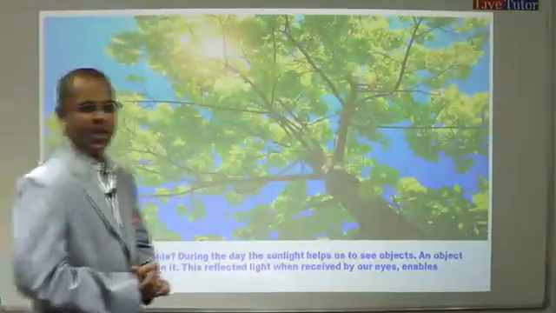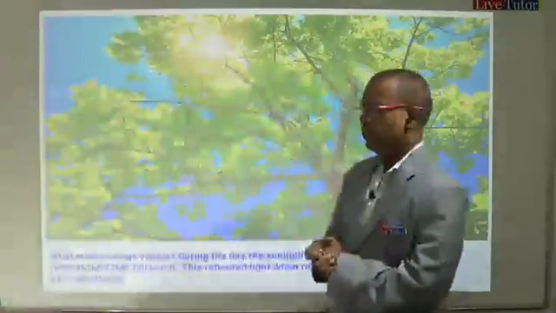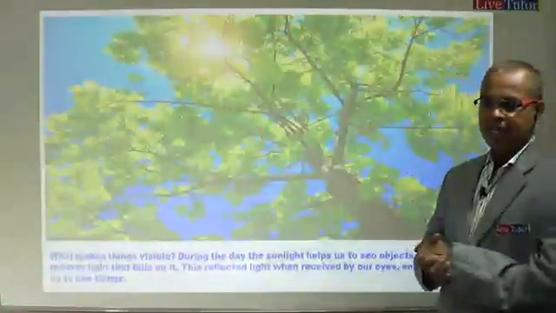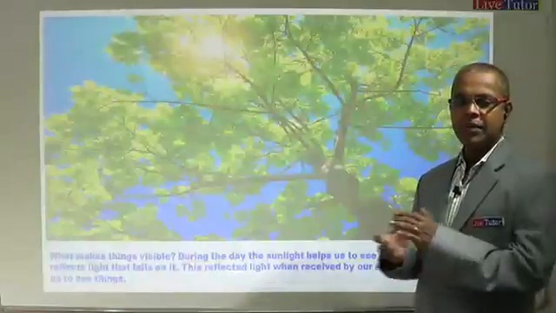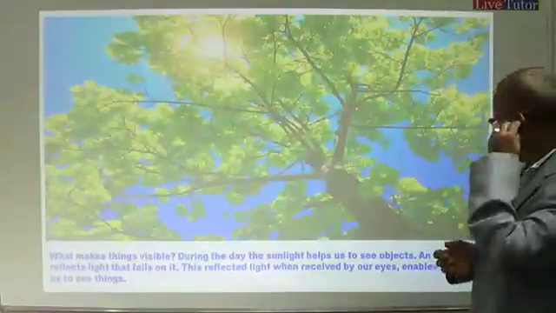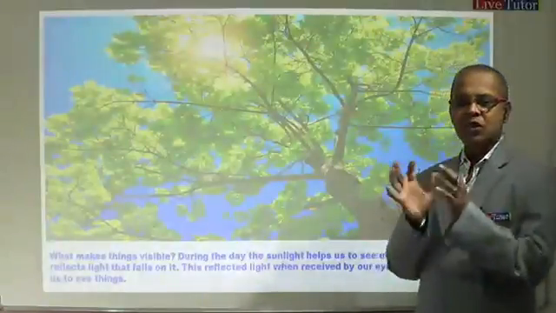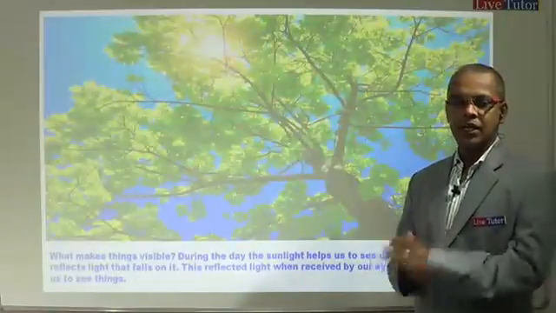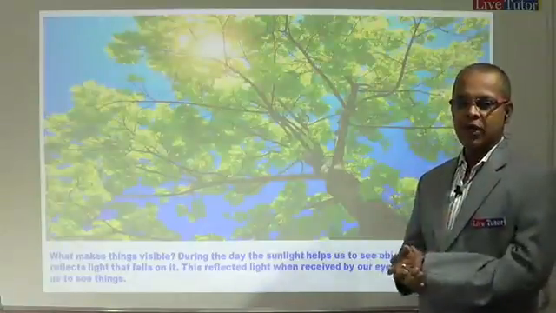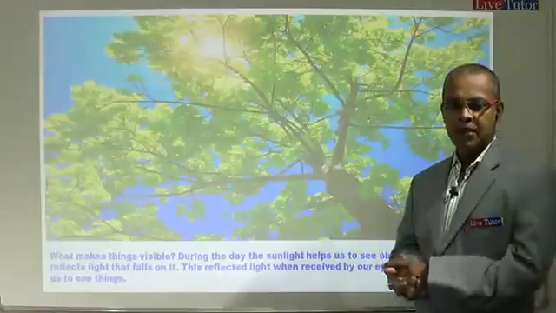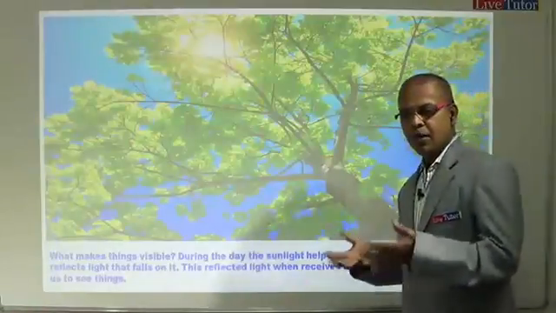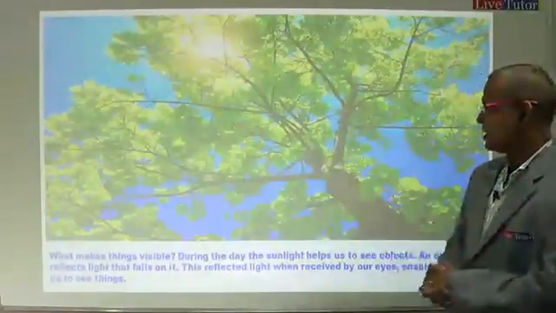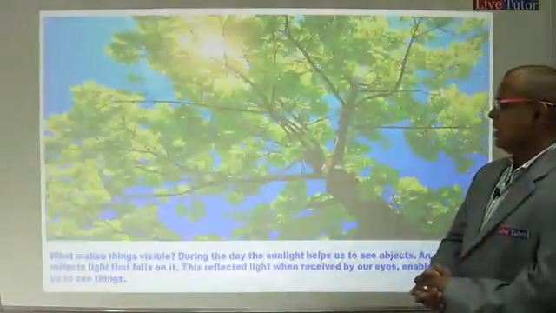Now, there may be a question raising in your mind. What makes things visible? During the day, the sunlight is prevailing everywhere, and that helps us to see objects, because an object reflects most of the light that falls on it. I say it is not totally reflecting, but most of the light falling on it. Some part of the light may be absorbed, some part may be reflected, or some object may totally reflect, or some object may totally absorb. So most of the light is reflected when the light falls on it.